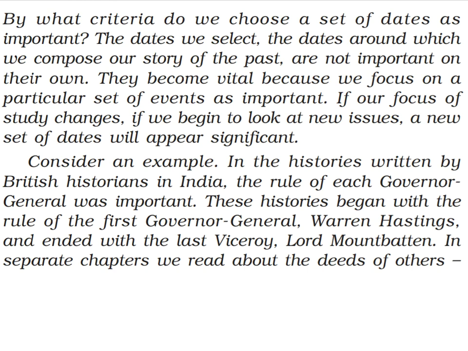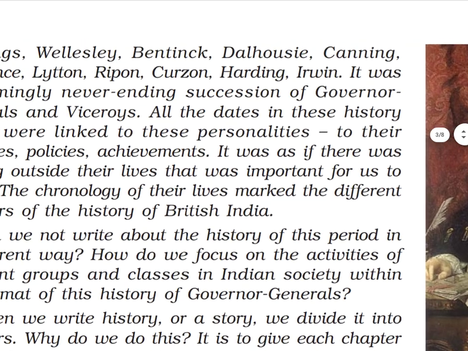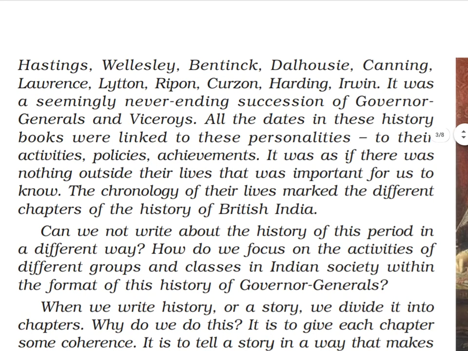You can underline, students, the first governor general, Warren Hastings, and it ended with the last viceroy. Why they changed the position from governor general to viceroy, you will learn in a coming chapter. Then they started appointing viceroys. The last viceroy was Lord Mountbatten. In separate chapters, you will read about their deeds in detail. Here they have given Warren Hastings, Wellesley, Bentinck, Dalhousie, Canning, Lawrence, Lytton, Ripon, Curzon, Harding, Irwin.